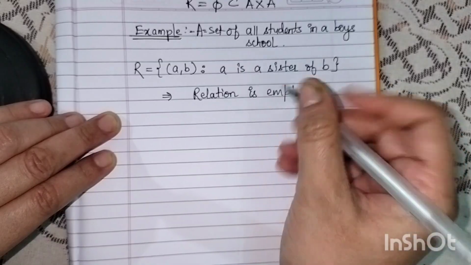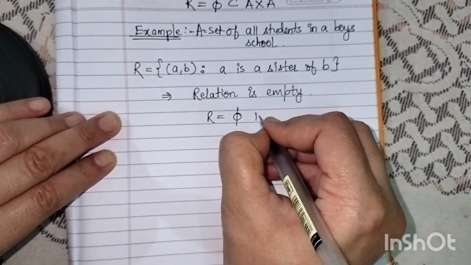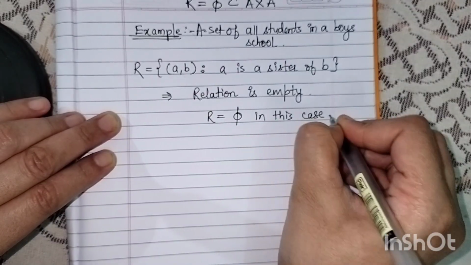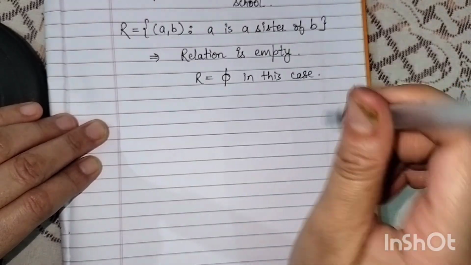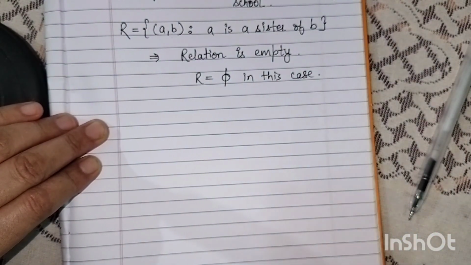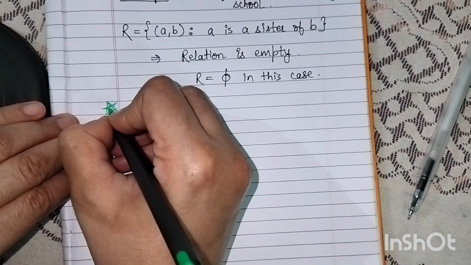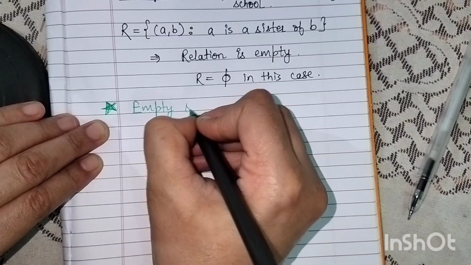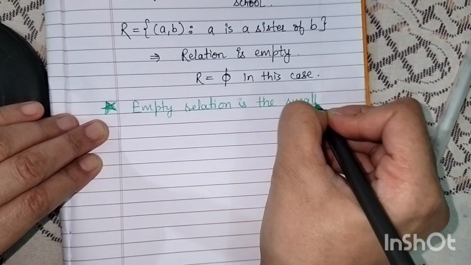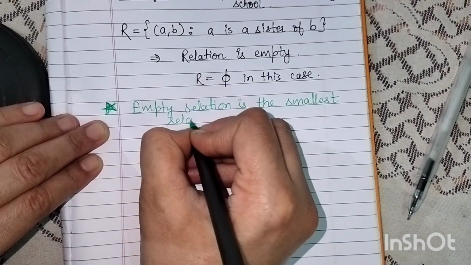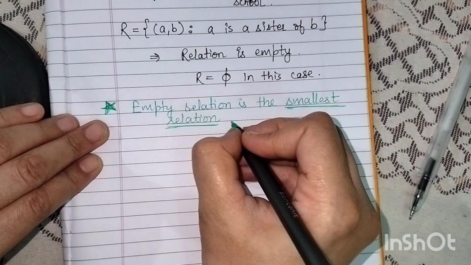So we cannot put any element in the set A cross A. So the relation is empty. So that means R is equal to phi in this case. Okay, one more thing is there, that this relation is going to be the smallest relation. So that empty relation, you should know, is the smallest relation. So among all the relations that you find, this one is going to be the smallest relation.